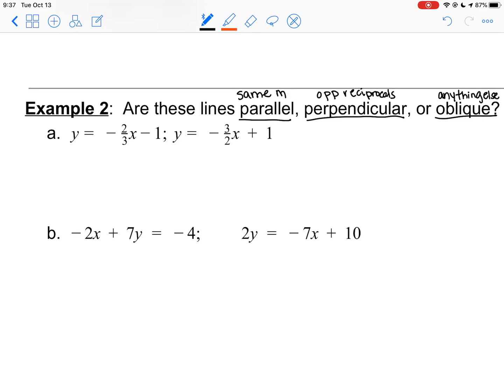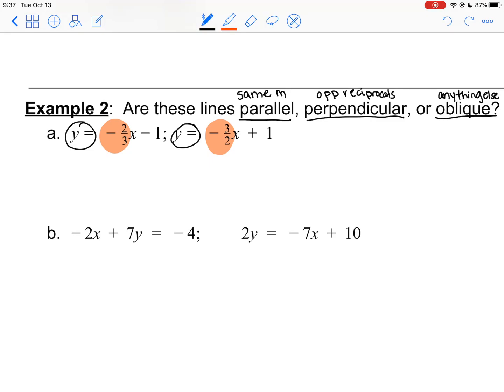So oblique is just a term that means two intersecting lines. All right, so if we have equations in slope-intercept form, then the slope is the number that's in front of the x. So we can tell if something's in slope-intercept form by checking to see if the y is by itself. So in both of these lines, we have a y that's by itself, so we're just going to look in front of the x to find the slope. So the slope of the first line is negative 2/3, and the slope of the second line is negative 3/2.